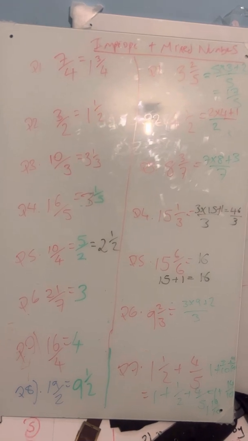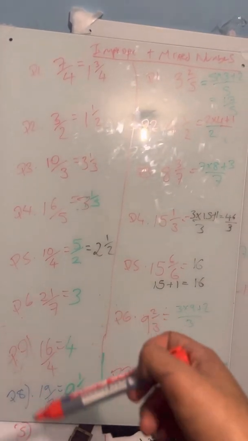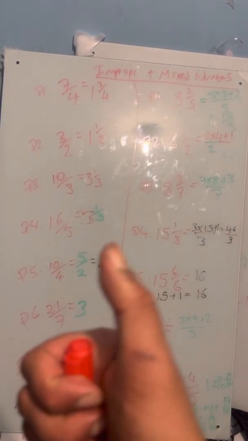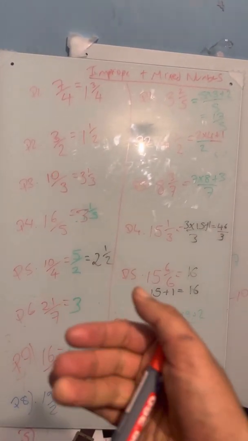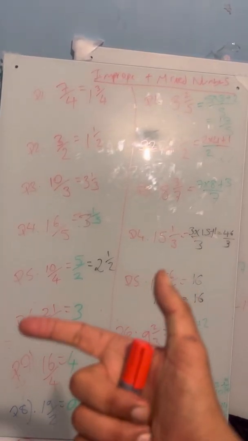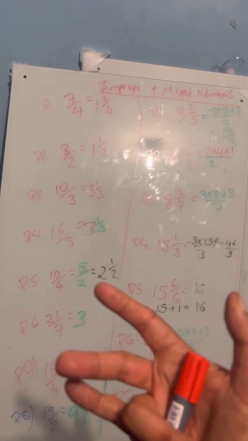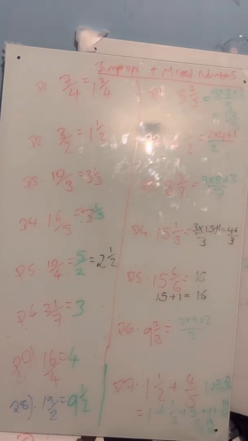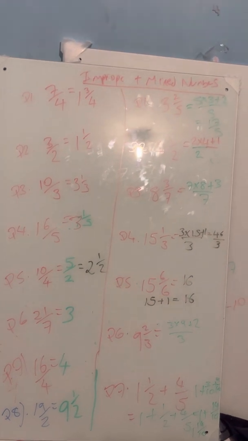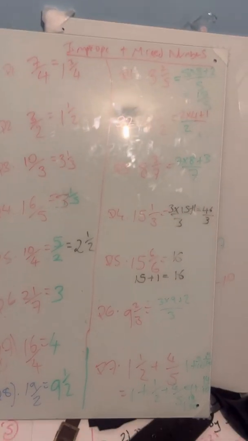This is question number 8, 19 halves, or 19/2. How many 2s go into 19? You've got 2, 4, 6, 8, 10, 12, 14, 16, 18, 20. 20 is too big. So it's going to be 9 and a half. 9 times 2 is 18, and the 1 is 19.